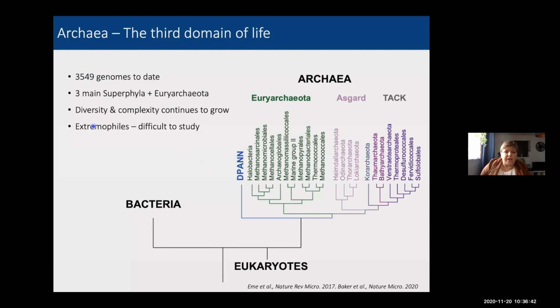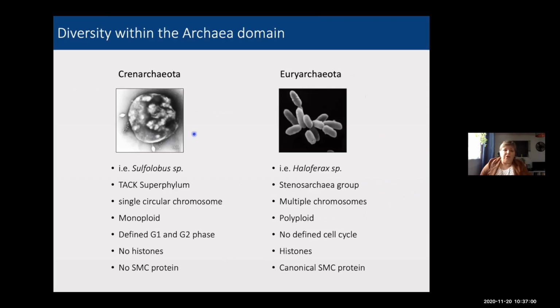Again, it's quite difficult to study the chromosome organization of these, or even the subcellular organization, because they're all extremophiles. They are used to growing in, say, high salt or high temperature or an acidic environment, so they're quite difficult to study in the lab. There aren't very many models that we can look at. However, there are some, mostly from the Crenarchaea or the Euryarchaea. The models for both are Sulfolobus and Halotherax.